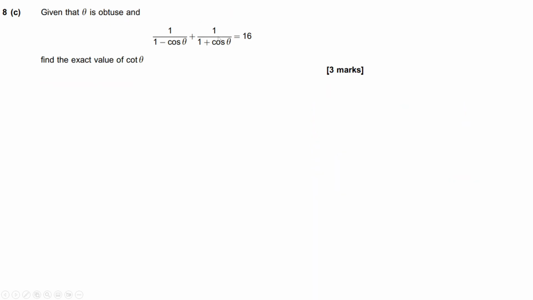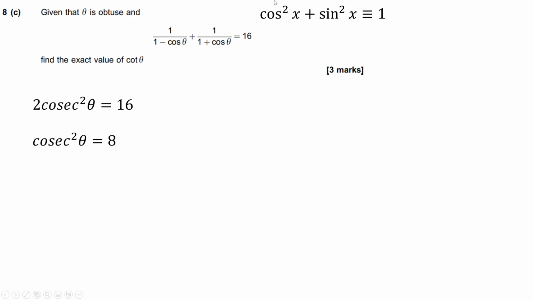Given that theta is obtuse, this equals 16. This is 2 cosec squared theta as we've seen. Divide by 2 on both sides, you get this. Let's look at this Pythagorean identity. If you go ahead and divide by sine squared on both sides, we'll get 1 over sine squared, which is cosec squared, which is what we wanted.